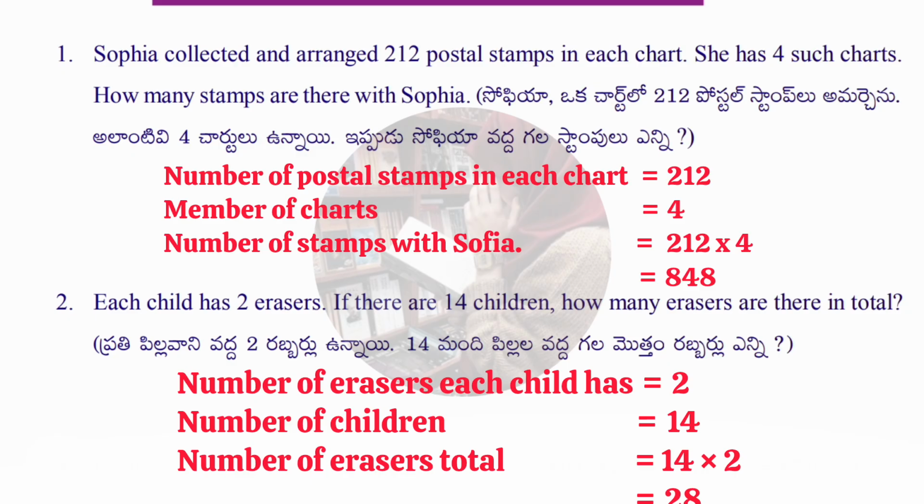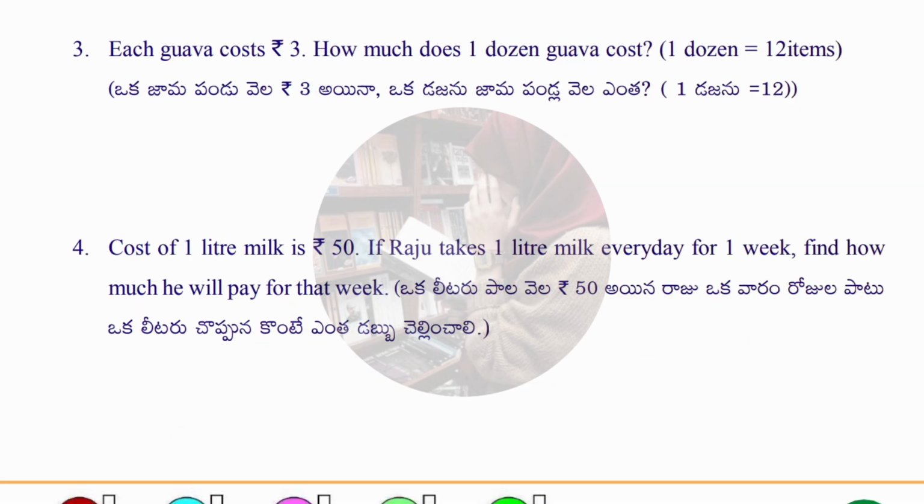Number of erasers in total means for 14 children, how many erasers will be required? So write down 14 multiplied by 2. Do the multiplication. 2 4s 8, 2 1s 2. Total 28 erasers needed for 14 children. Got it, guys?